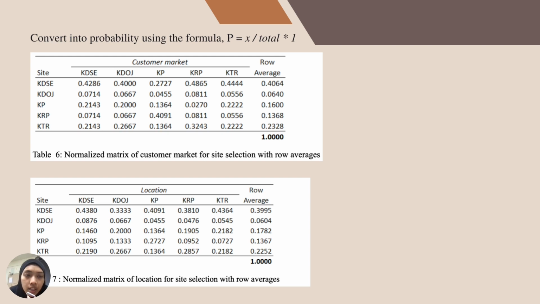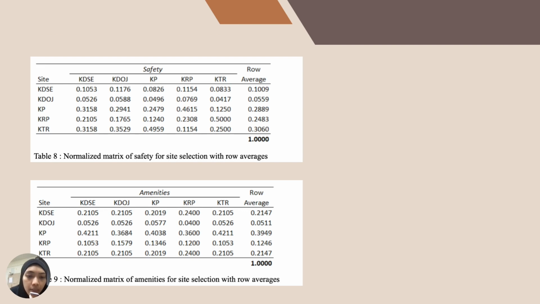In the next slide, from the comparison shown before, we convert it into probability using the formula P equals X over total times 1. When we get the probability for each criterion from each side, we will get the row average. The total row average will be equal to 1. Same goes for location, safety, and amenities.